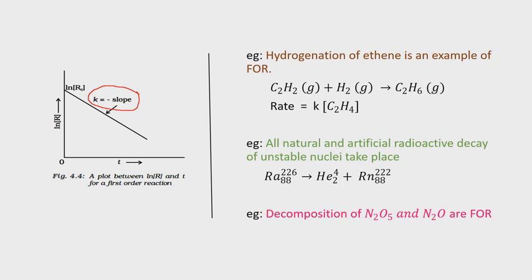Next, some examples for first order reactions. First one, hydrogenation of ethene is an example of a first order reaction. The reaction is given below: C2H4 plus H2 gives C2H6, rate equal to K into C2H4. Second example, all natural and artificial radioactive decay of unstable nuclei. Decomposition of N2O5 and N2O are first order reactions. All these are examples of first order reactions. Just try to remember any one of the reactions for CBSE exams.